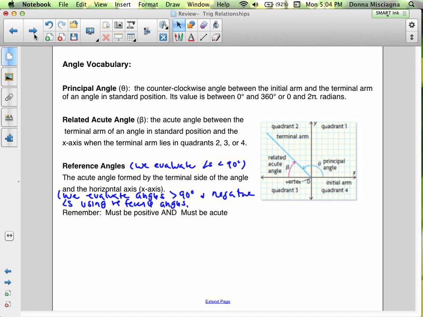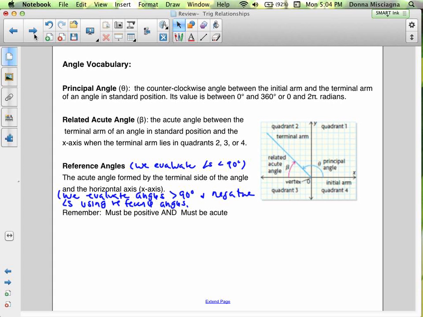Angle vocabulary, it's also in your notes. It's on the next page, and it was in the previous section as well. So the principal angle is the counterclockwise angle between the initial arm and the terminal arm of an angle in standard position. Its value is between 0 and 360 or 0 and 2 pi. Right? If our angle is negative or more than 360 degrees, then we're going to find a coterminal angle, and that will be the principal angle.